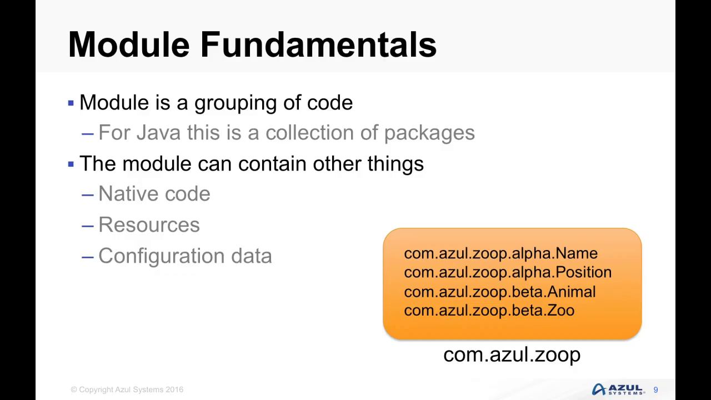What I've done here is I've created a very simple module, so I've called it com.azul.zoop, and within that I've got two packages, alpha and beta. They have various classes, name, position, animal, zoo. Great. How do we create a module?